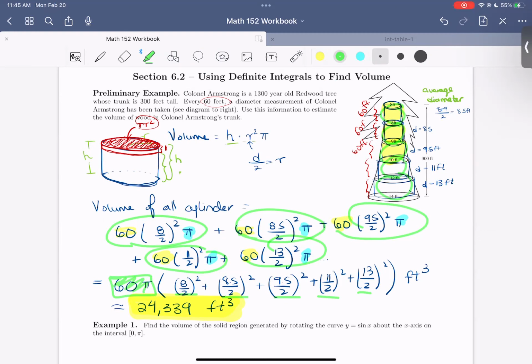All right, great work getting started on section 6.2 in this preliminary example.